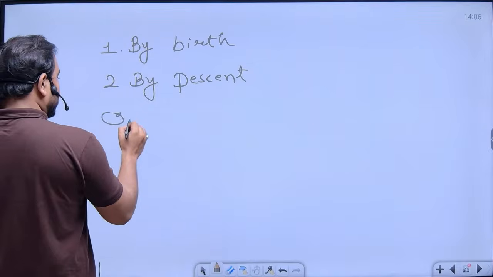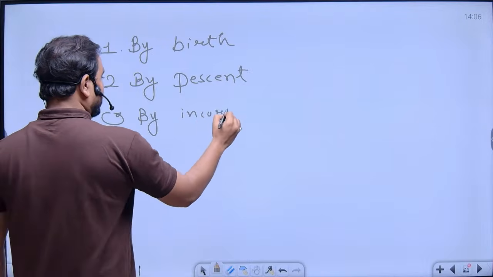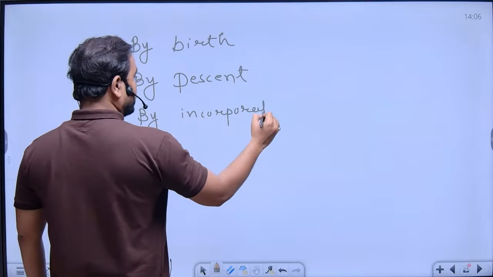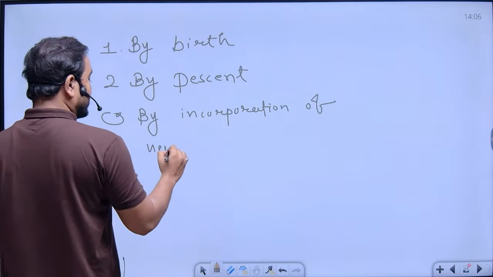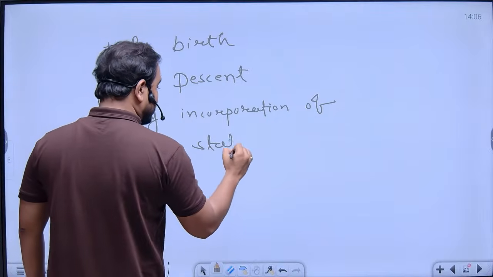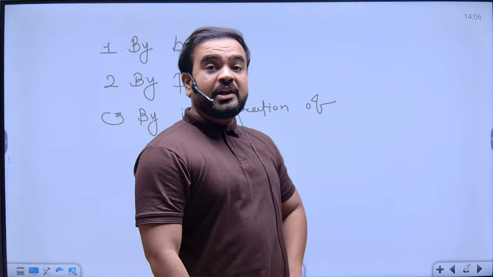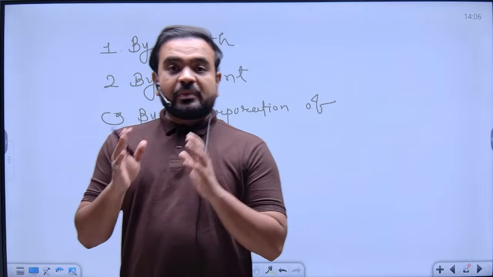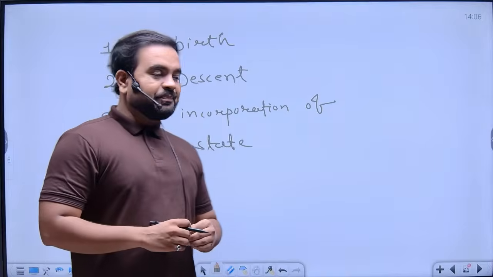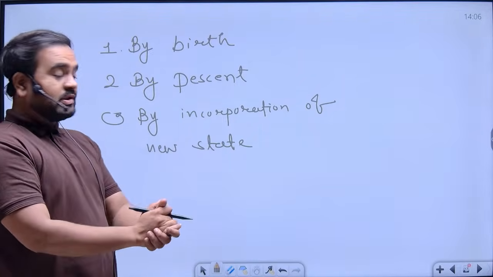Third one is by incorporation of new states. For example, Sikkim was not part of India initially, but after the 36th amendment, Sikkim became a fully fledged part of Indian territory. That means Sikkimi people automatically became citizens of India, who were earlier not citizens of India.